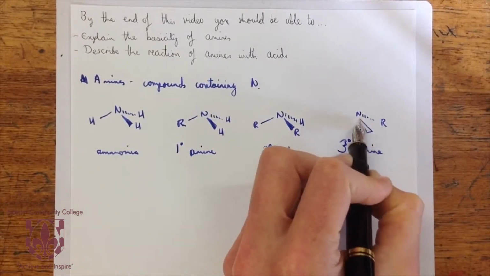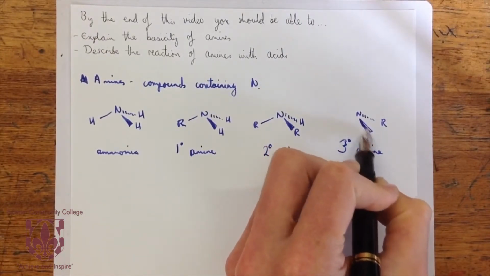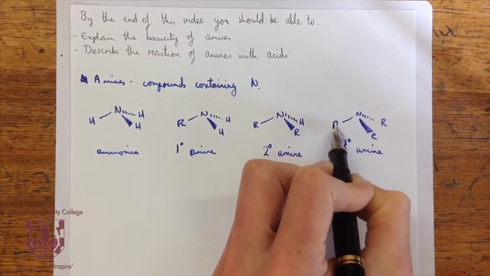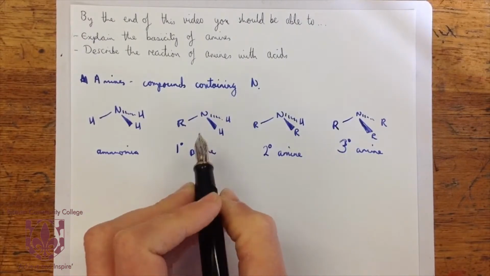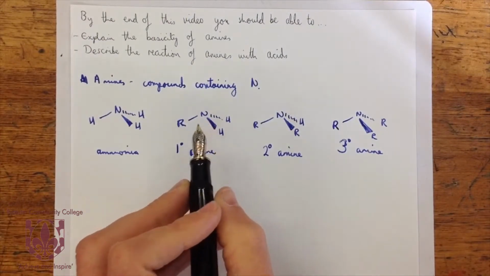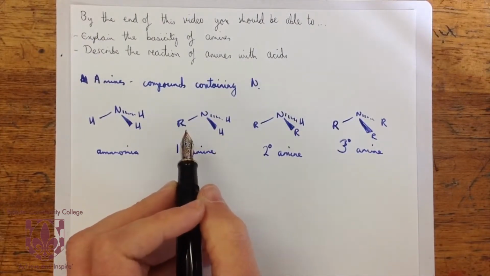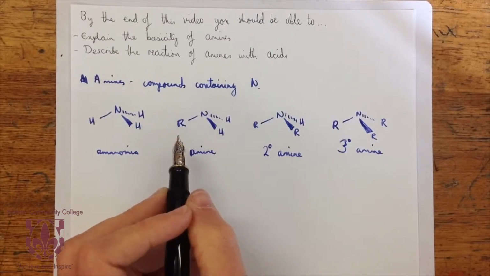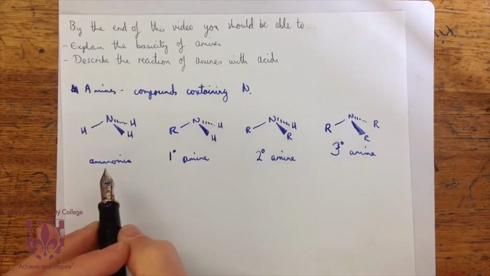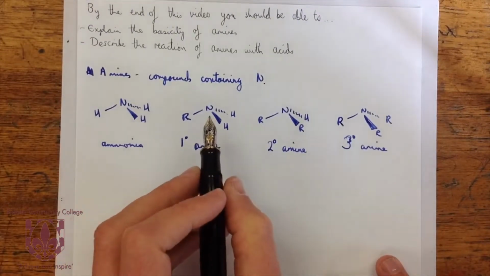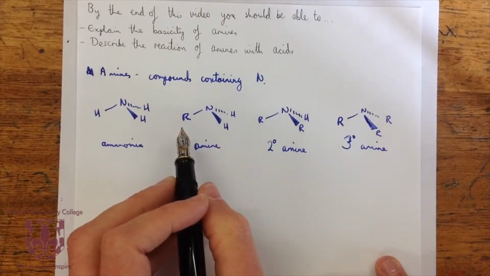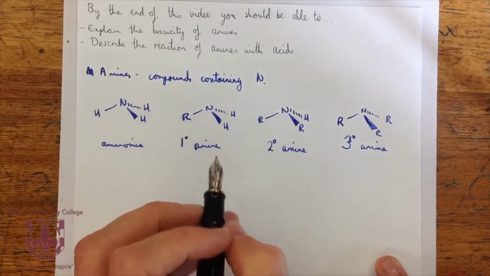So note the difference between primary, secondary and tertiary amines and primary, secondary and tertiary alcohols. In alcohol, it's the OH bonded to the carbon, and then it's how many bonds to carbon that carbon has, whereas for amines, it's just how many bonds to an R group the nitrogen has.